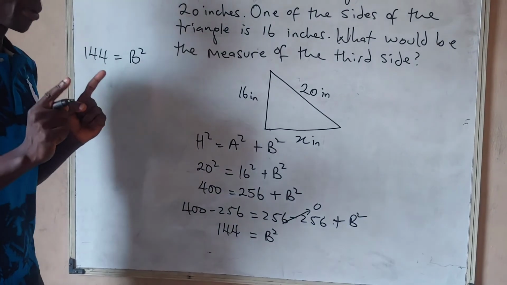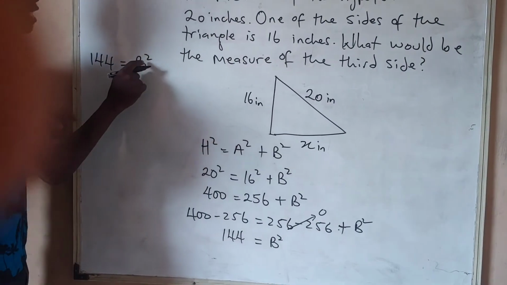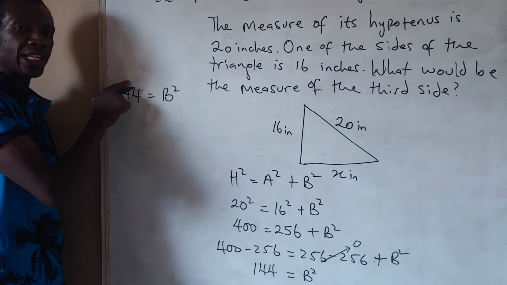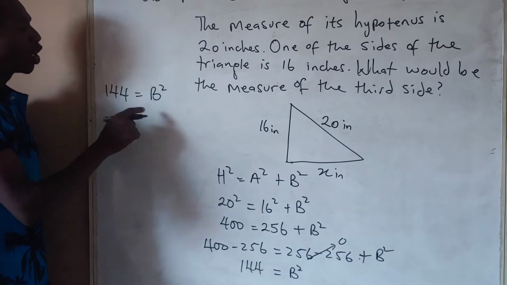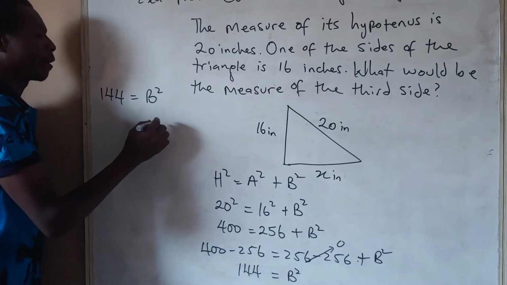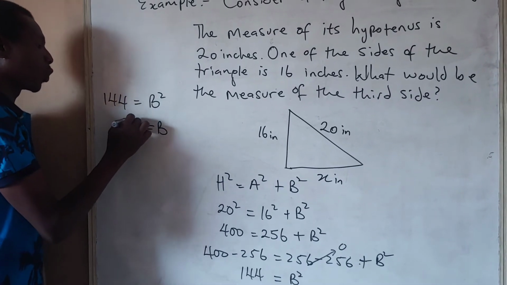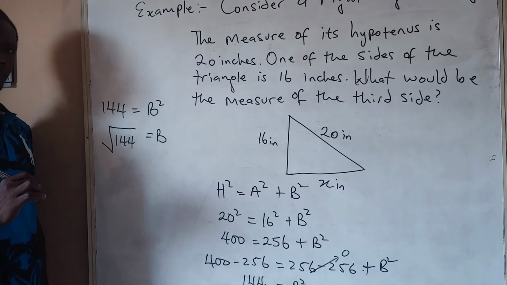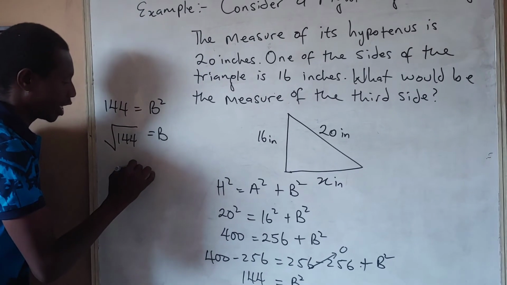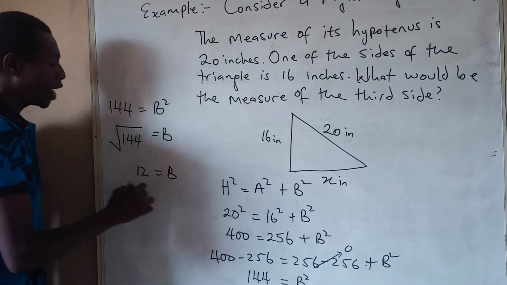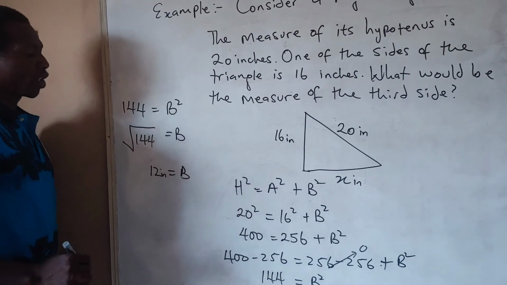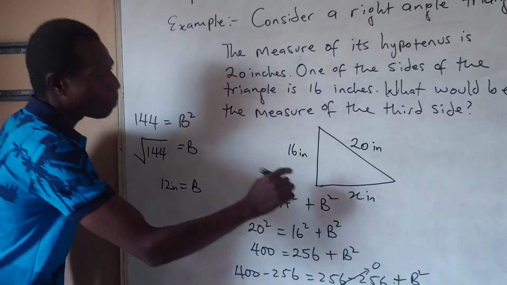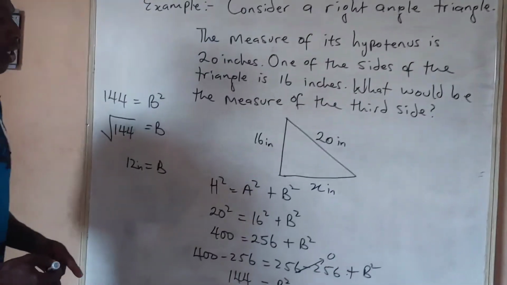Now, I want you to remember something. That anytime a square is leaving one side, a square root appears on the other side. So, to have my square removed from b to be b, it will be equal to square root of 144. And the square root of 144 is 12. So my b equal to 12 inches. That is to say, the third missing side will be 12 inches. So my base now equal to 12 inches.